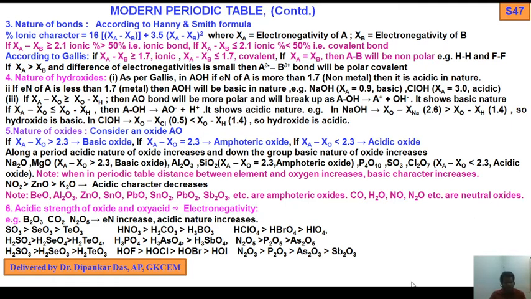Now, acidic strength of oxides and oxyacids is proportional to electronegativity.